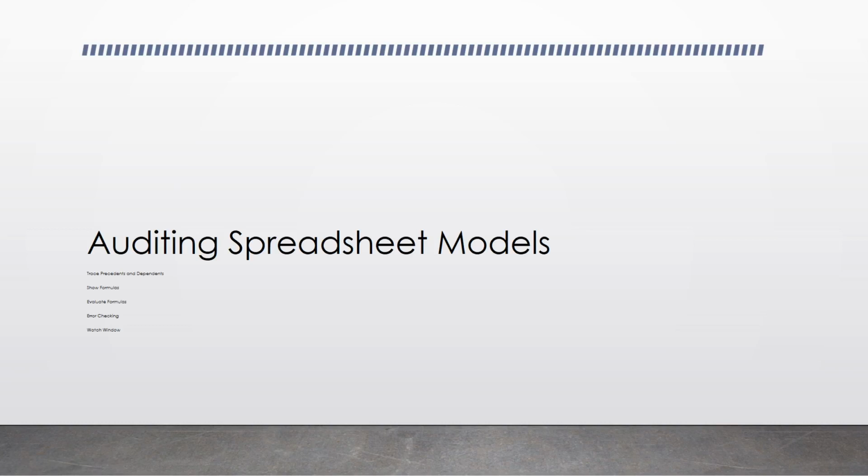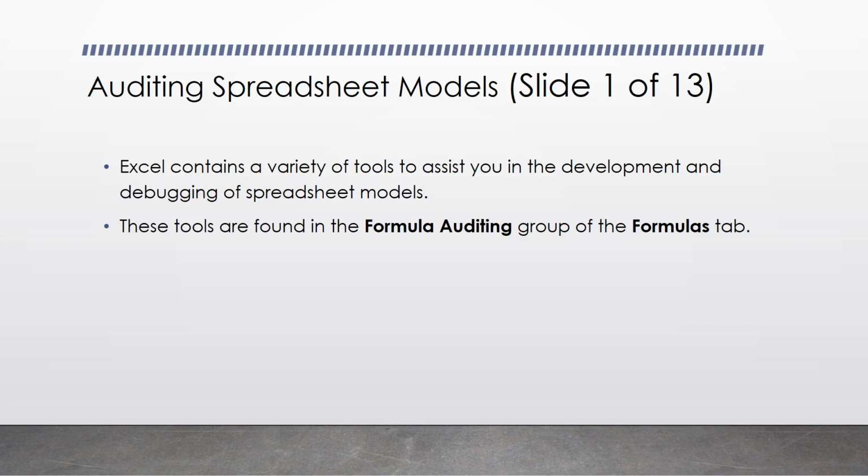In continuation with spreadsheet models, we have here auditing spreadsheet models, and it will be used for tracing the precedent and dependence to show the formula, evaluate, and check the error, and the watch window. Excel contains a variety of tools that will assist us in the development and debugging of the spreadsheet models.